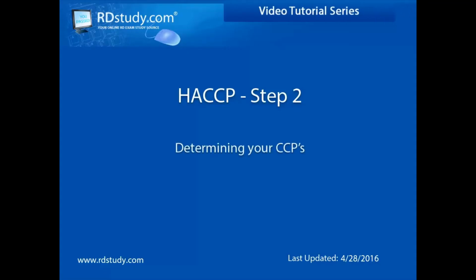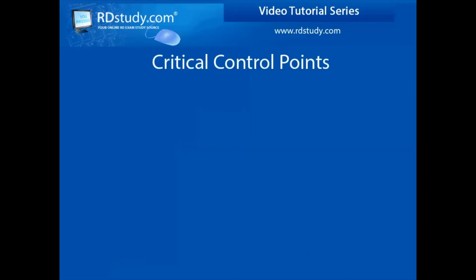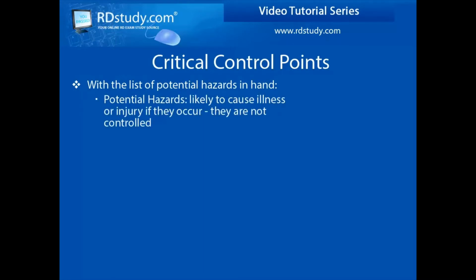We continue our discussion on food product safety with step 2 of the HACCP process, determining your critical control points, otherwise known as CCPs. Everything that has been done so far, and especially step 1 of the HACCP process, has led us here. At this point, if everything has been done correctly, all potential hazards that are likely to cause illness or injury in the absence of their control have been identified.